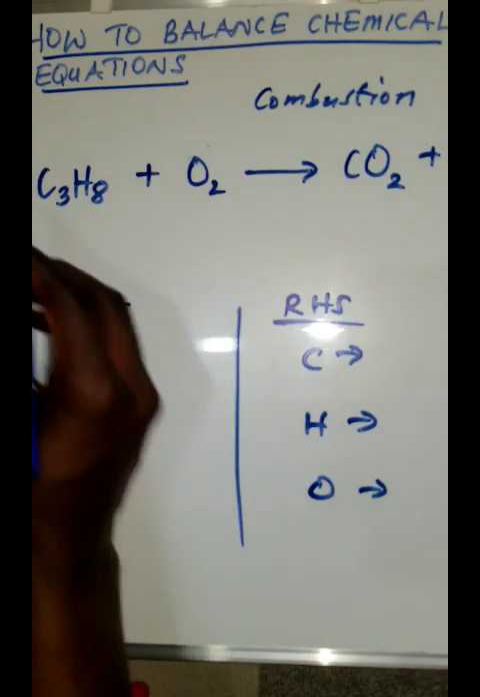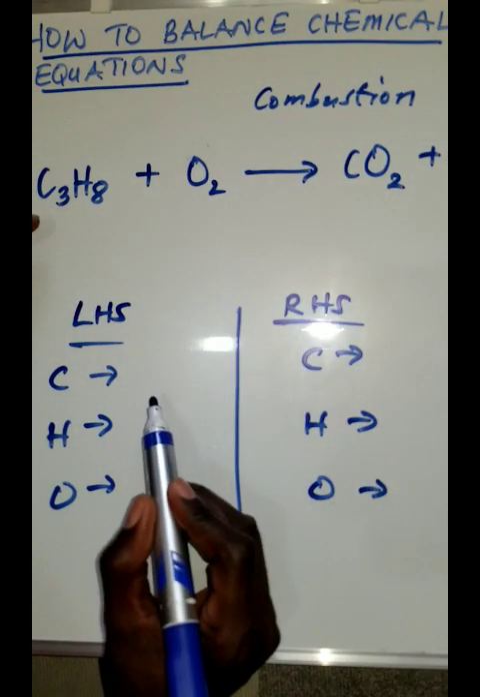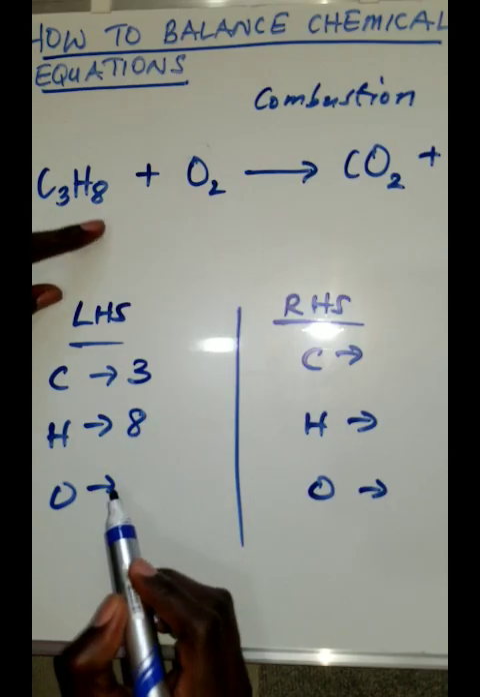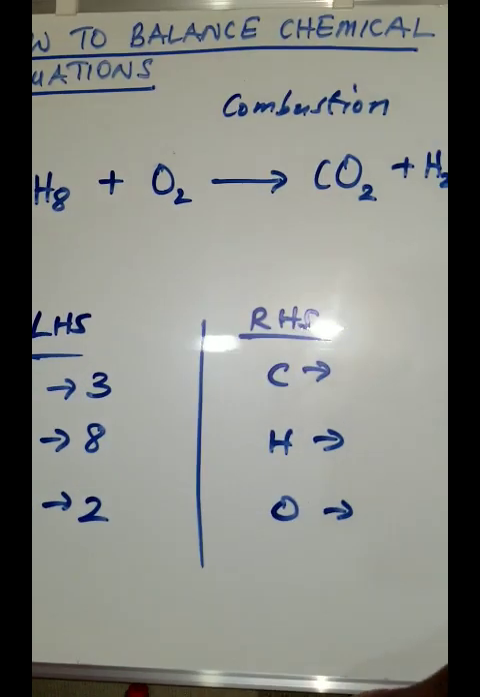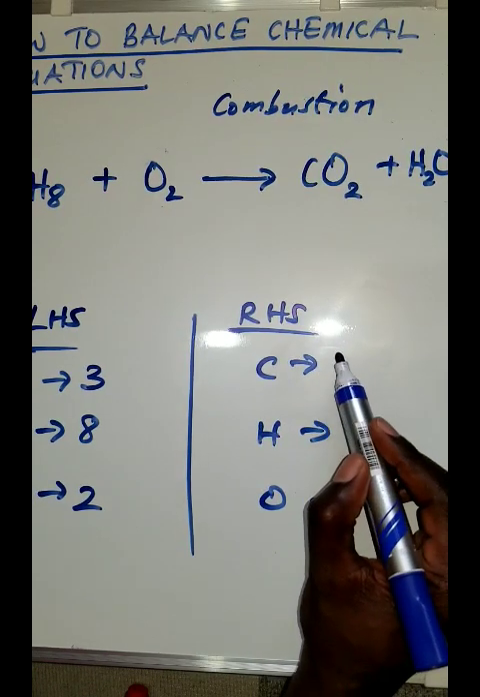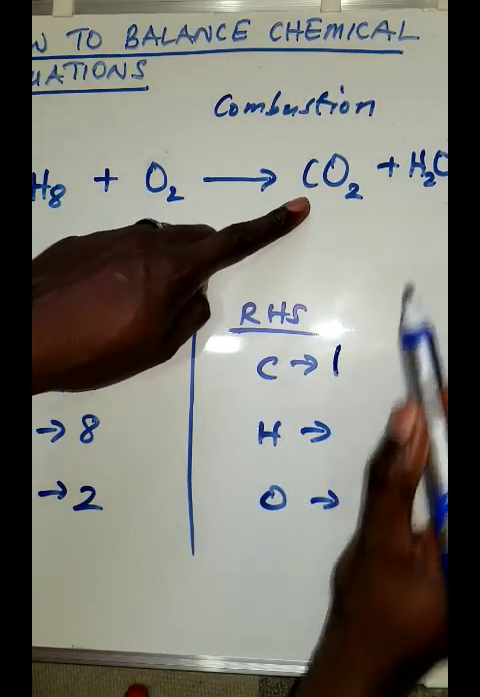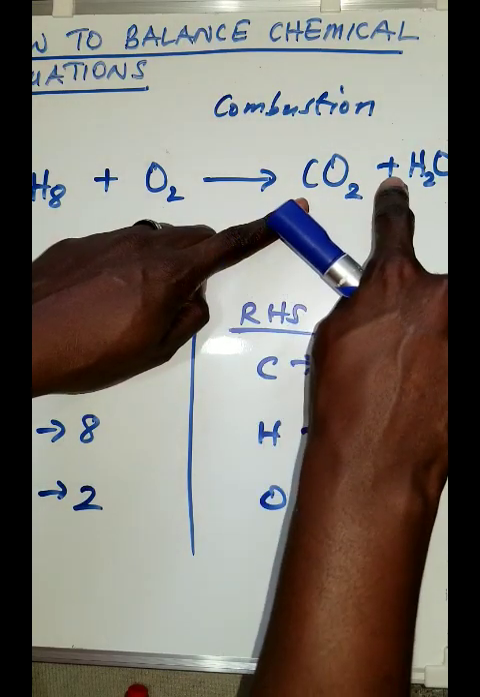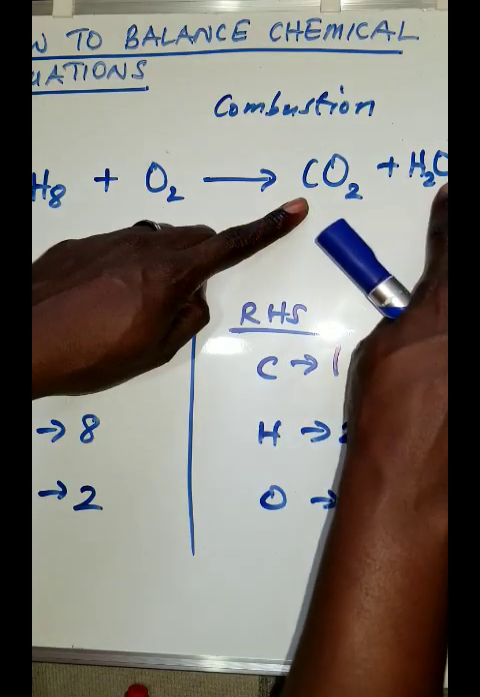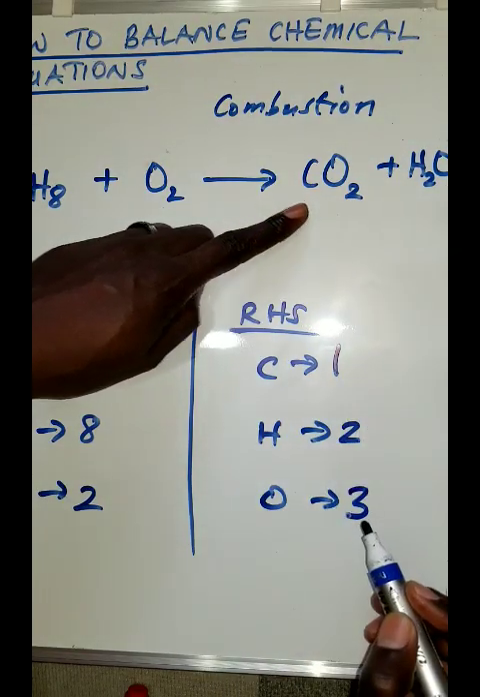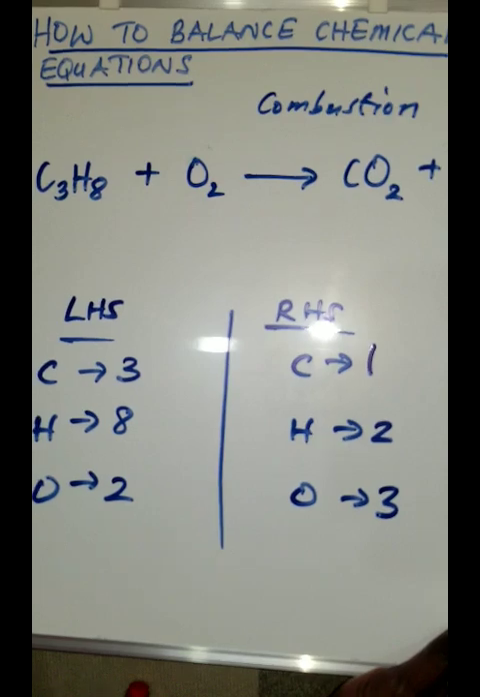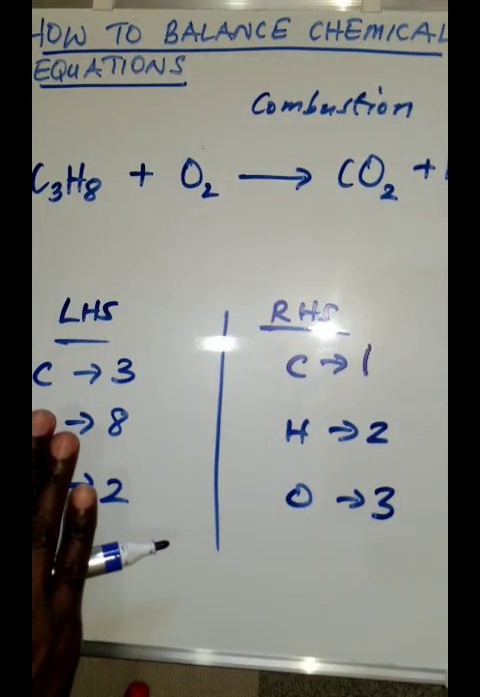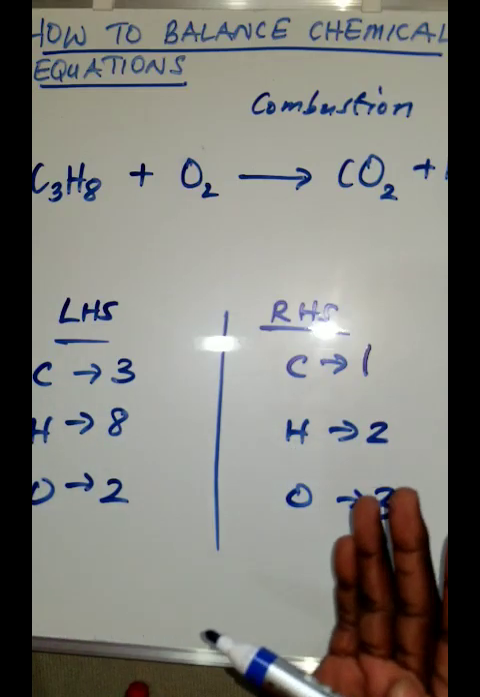Very important. So for example, let's identify the number of atoms that we have. How many carbons are there? We have 3. How many hydrogens? There are 8. And how many oxygen? There are 2. Then on the right hand side, how many carbons are there? You can see there's a 1. How many hydrogens? You can see a 2. How many oxygen? You can see here there's a 2, but it says plus here there's a 1. So 2 plus the 1 gives you a 3. So if you look at this equation, you can see that it is not balanced because the number of atoms on the left hand side is not equal to that on the right hand side.